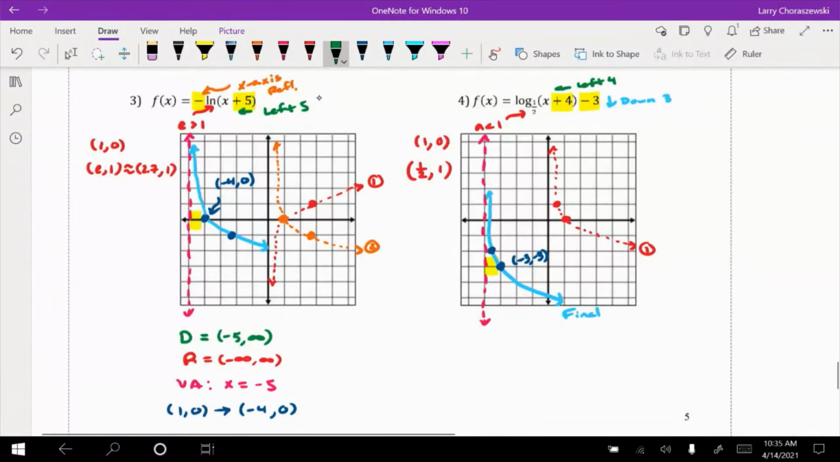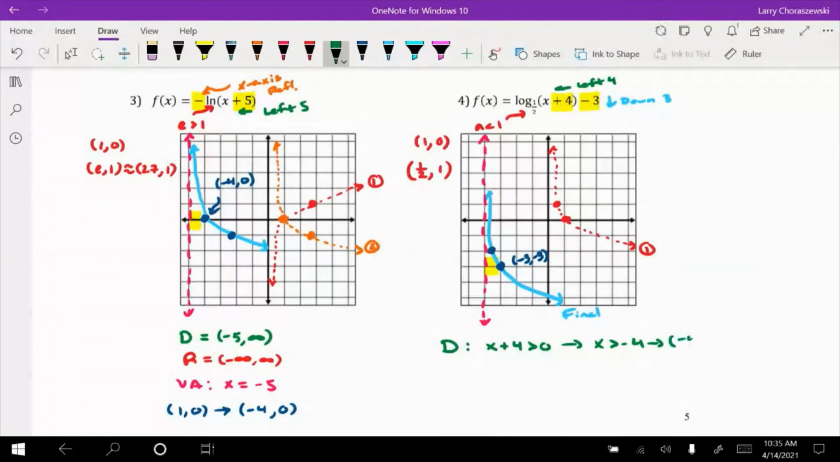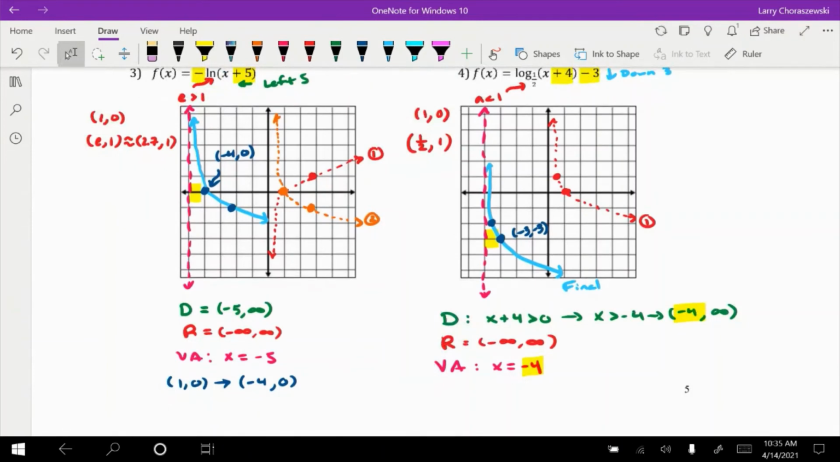All right, as for domain, we'll set x plus 4 greater than 0, giving us x is greater than -4. So it's going to be (-4, infinity). Range is all real numbers. Vertical asymptote, it's going to be x equals -4. And you can probably spot a pattern between the equation for the VA and the domain. They should incorporate the same 2 numbers. And that's actually the case with all of our domain and VA answers. And then (1, 0) relocates to (-3, -3).